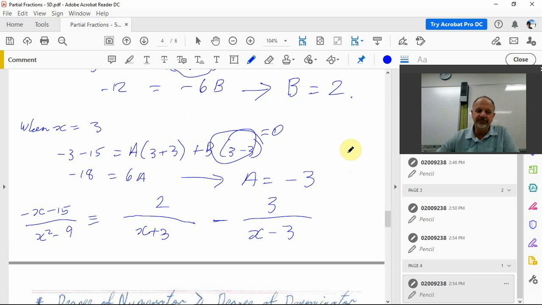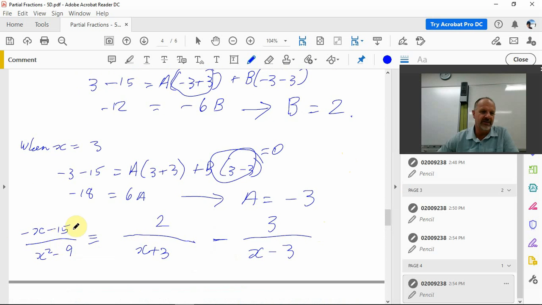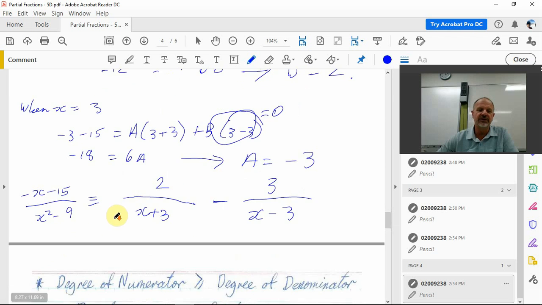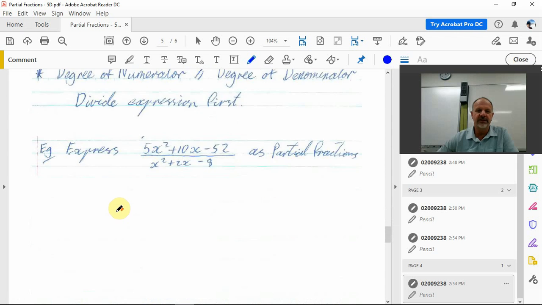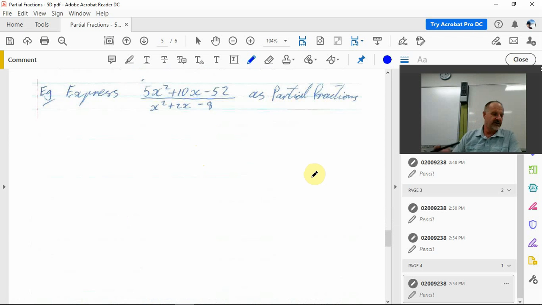All right. So if the degree of our numerator is greater than or equal to the degree of the denominator, we need to divide the expression first. So what that means is that our power of x up here has got to be less than this one. If it's not, we divide. And so here's an example. See, here's both x squared. So we divide. Okay, so there's a long division way of dividing this, and so I'm going to borrow from long division.